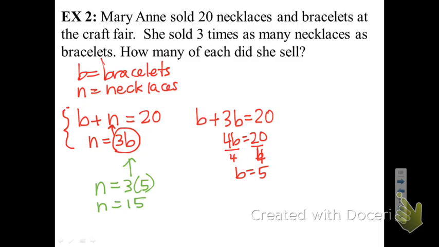So from here, I want you to write a statement. We're going to say that Marianne, or she, sold 15 necklaces and 5 bracelets.